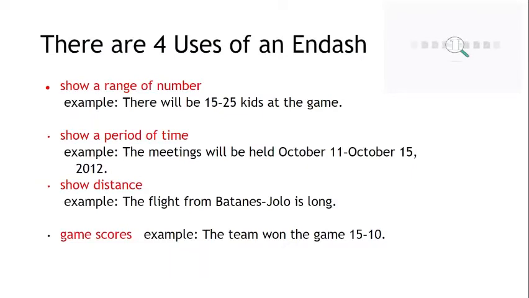So we have here four uses of an N dash. Number one, to show a range of numbers. For example, there will be 15–25 kids at the game. Okay, if you can see there are no spaces. Number two, to show a period of time. Example, the meetings will be held October 11–15, 2012. Okay, that's very old. Number three, to show distance. Example, the flight from Batanes to Jolo is long.